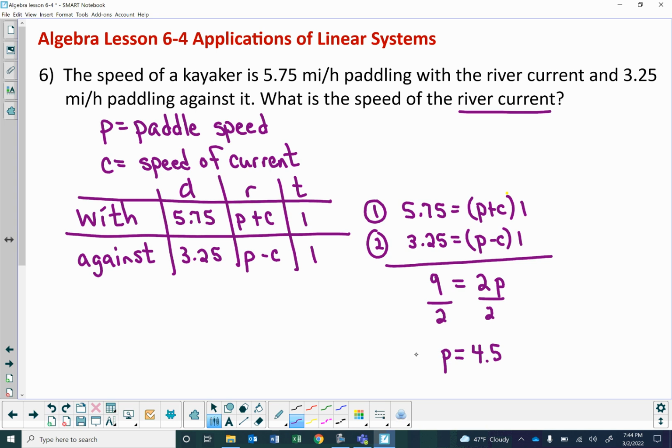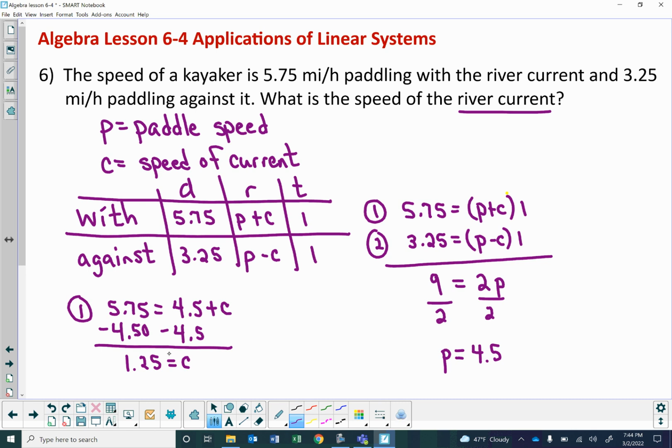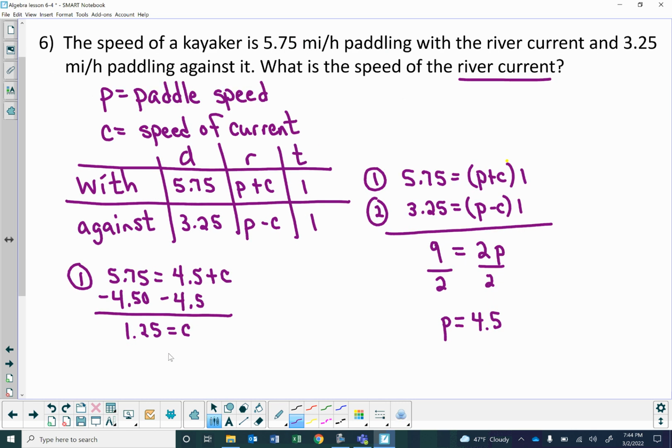That doesn't answer the question I was asked. I was asked, what's the speed of the river's current? So I have to find the speed of the current. So in equation number 1, I have 5.75 equals P, which is 4.5, plus C, which I don't know. So I subtract 4.5, and you're going to get 1.25 equals C. So the speed of the current is 1.25 miles per hour.